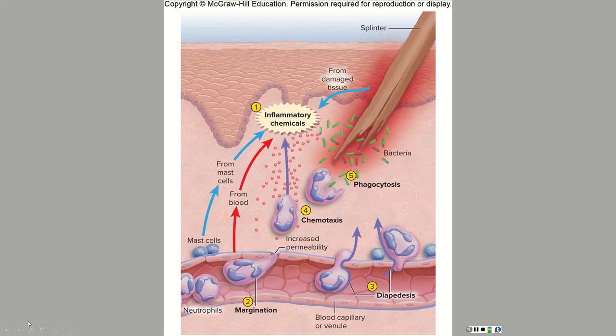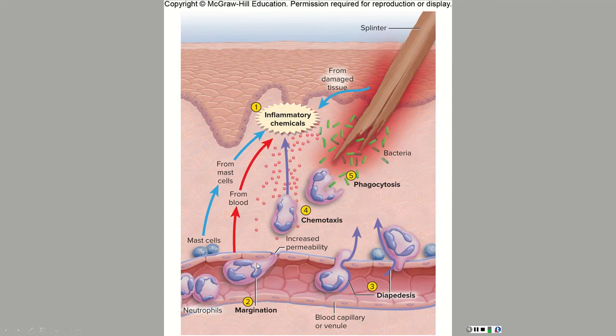So as those white blood cells get to the area where there are more inflammatory chemicals, they start to move to the edge of the blood vessel, and they tumble and crawl along the edge of the blood vessel. That's called margination. Margination is when those white blood cells, those leukocytes, travel to the edge of the blood vessel and they kind of crawl and tumble along the edge of that blood vessel.